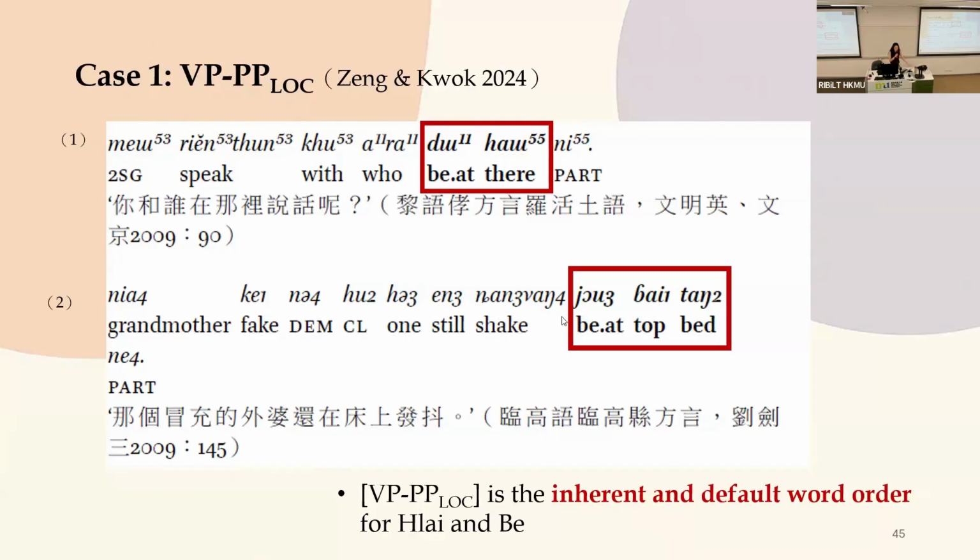Okay, and postverbal locative PP is the most common word order in Hlai and Be, and comparisons with other Kradai languages also indicate that such word order is a default and inherent word order in these two languages, and also in Kradai languages in general, or to be honest, in generally VO languages, because it's actually very weird for Chinese to put this PP in front of the VP. This is typologically speaking a peculiarity of the Chinese languages. Generally, normal VO languages have the PP after the VP.